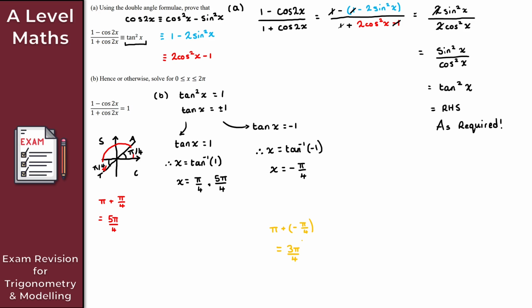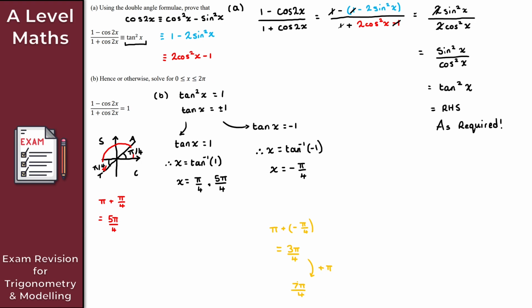And again, we just need to consider here if there are any more solutions. So if I just add pi to this here, what would I get? So add pi to that, so that's 4 pi over 4 plus 3 pi over 4. That gives us 7 pi over 4. And this here does fall within the domain here. So we would also include this solution.